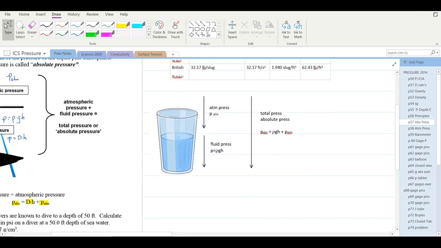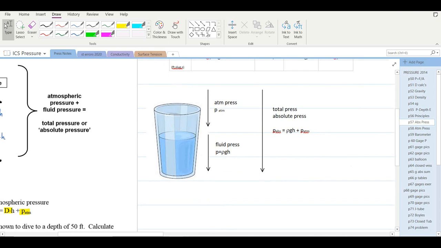Here's another illustration of the same thing. So the total pressure at the bottom of this glass of liquid would be the fluid pressure plus atmospheric pressure, and that's collectively called absolute pressure.